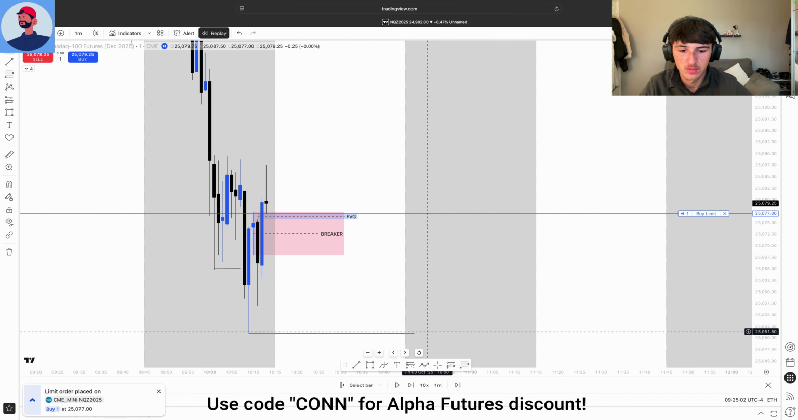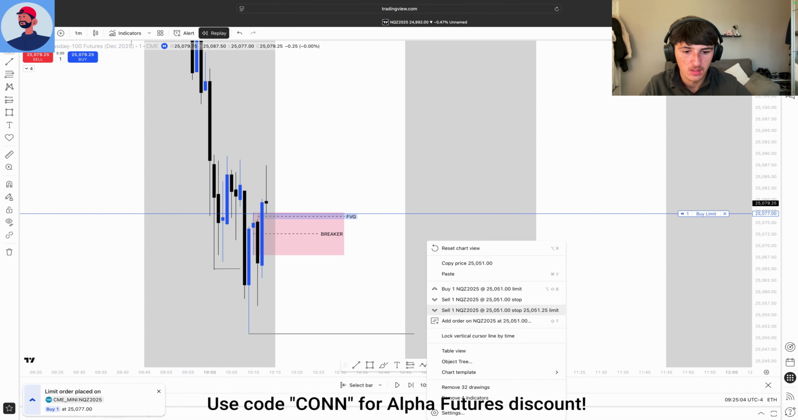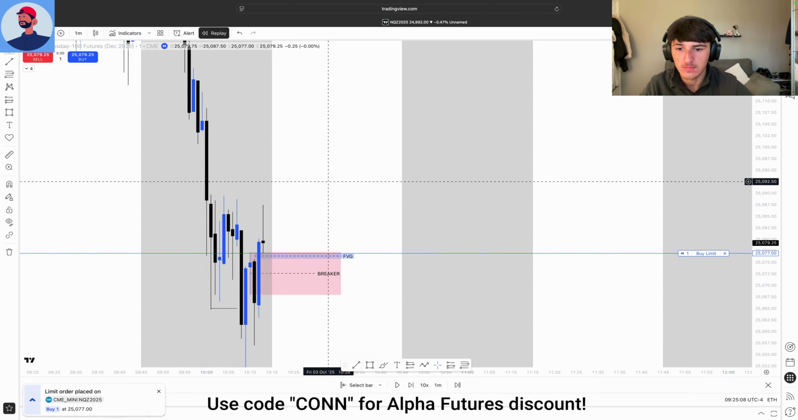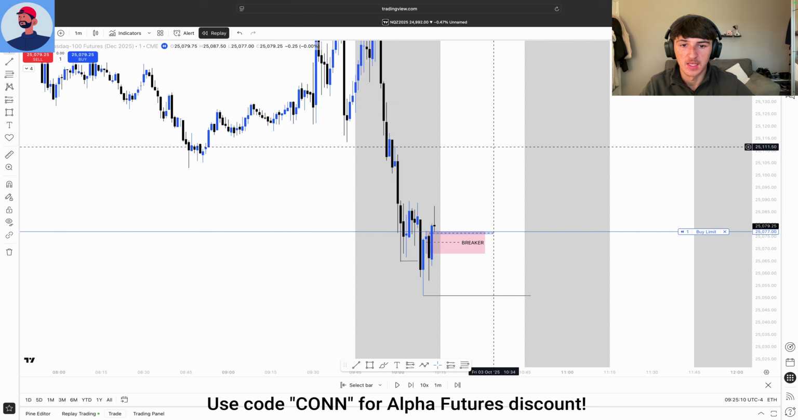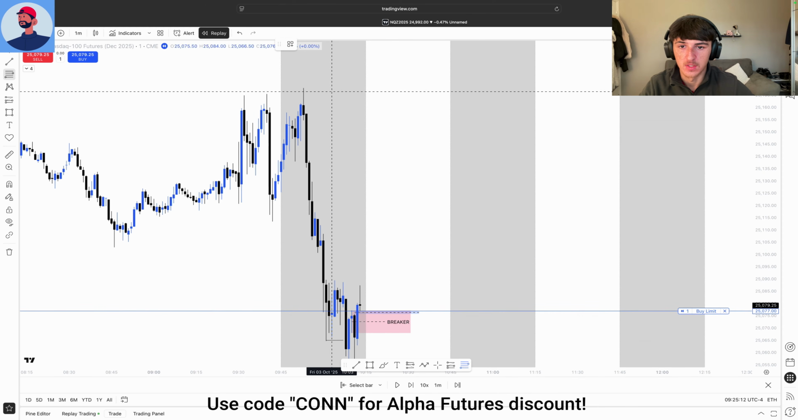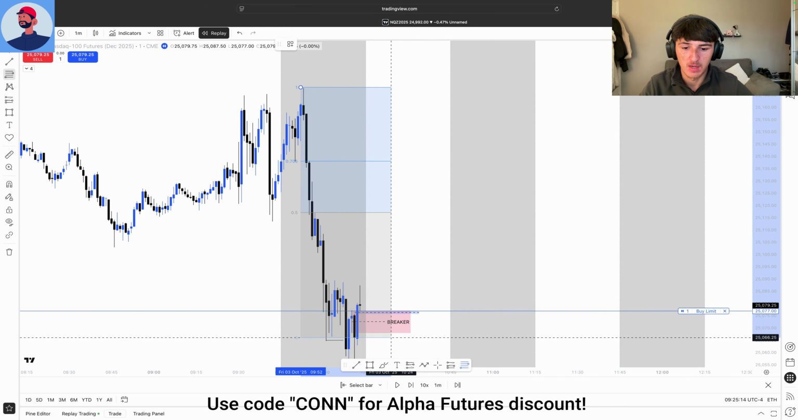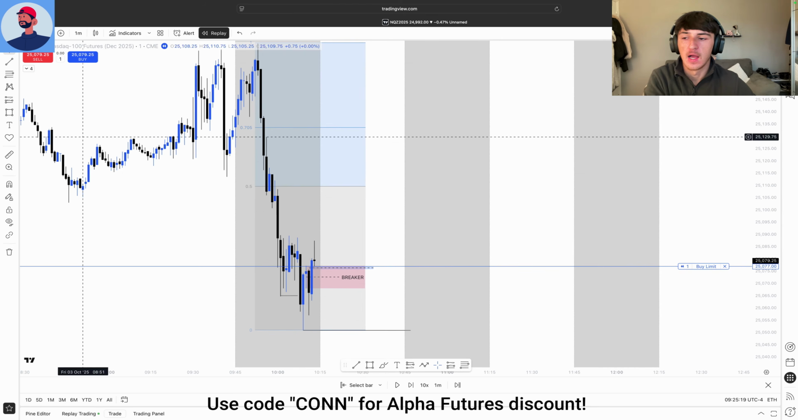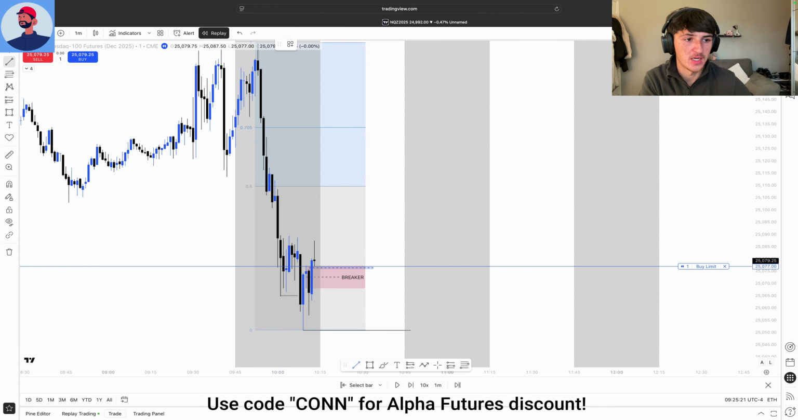Okay, my stops would go back below here, which I will put in once I've been tagged in. And our TP is going to be buy side liquidity. So you can simply do that by drawing your Fibonacci out from high to low of the range, and you want to mark out your buy side liquidity levels.